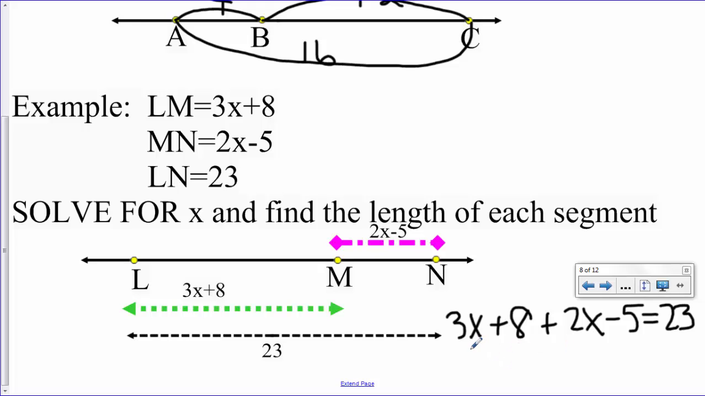Now we'll just do some basic algebra. Combine your x's together, like terms. 3x and 2x would equal 5x. Combine your non-x terms together. 8 and negative 5 combined would equal a positive 3. Set that equal to the 23.